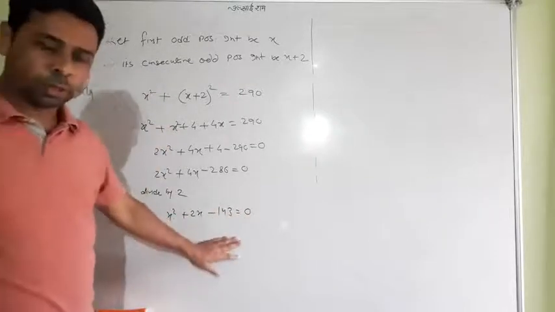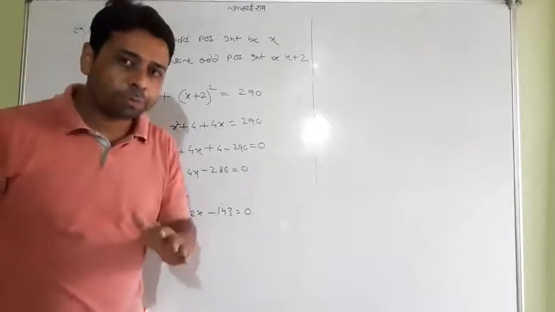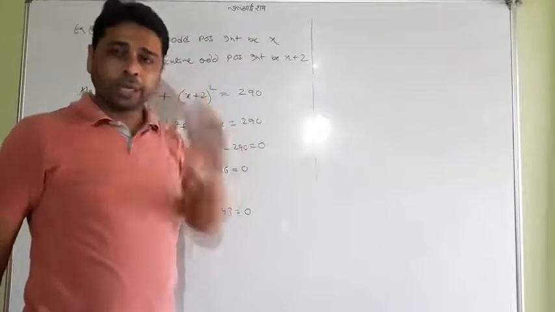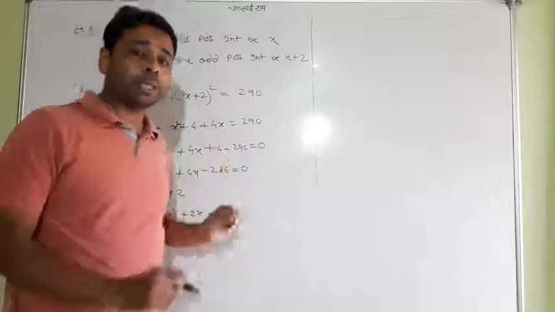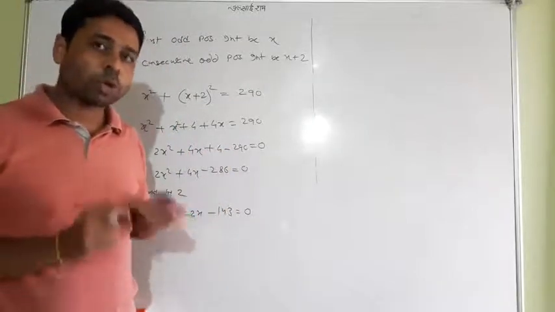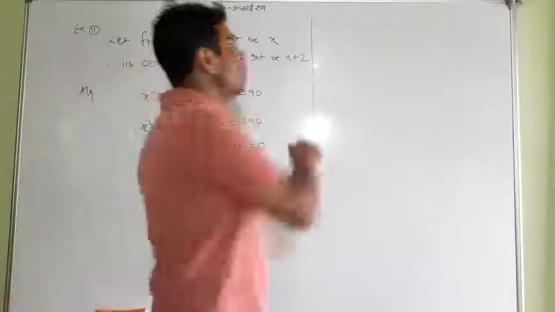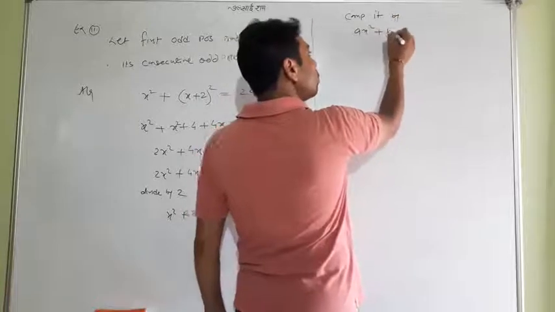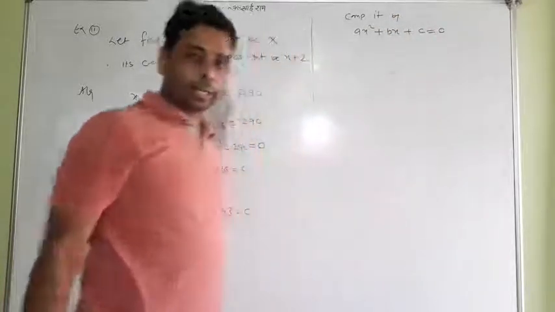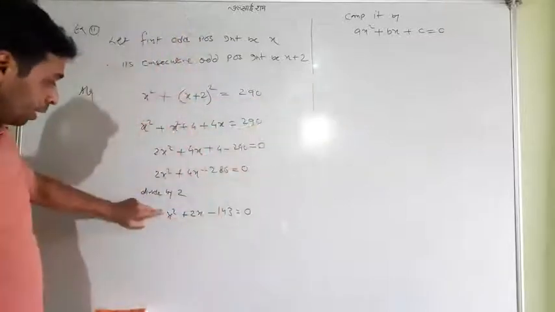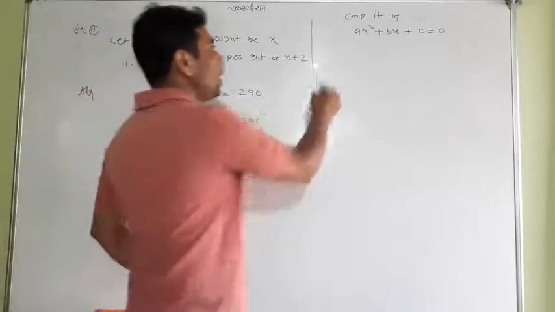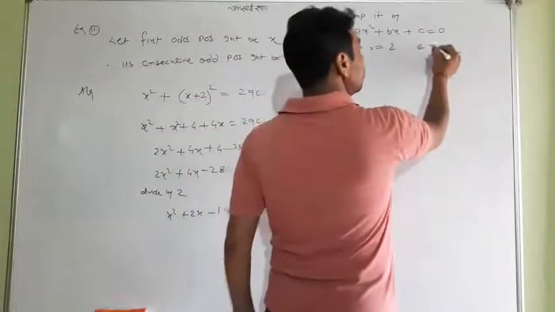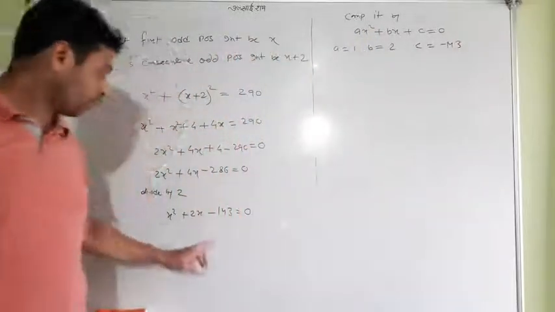Now the question is with you. I am not telling you to use the completing the square method, because I recently taught you the formula, and I am telling you again that the formula method is one of the easiest. So use this. How can we use it? First compare with ax square plus bx plus c. What is a? The coefficient of x square, which is 1. What is b? 2. And what is c? Minus 143.